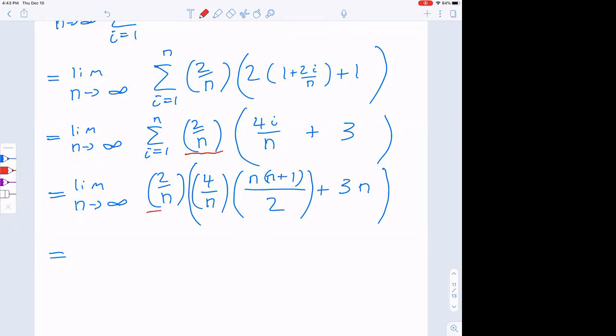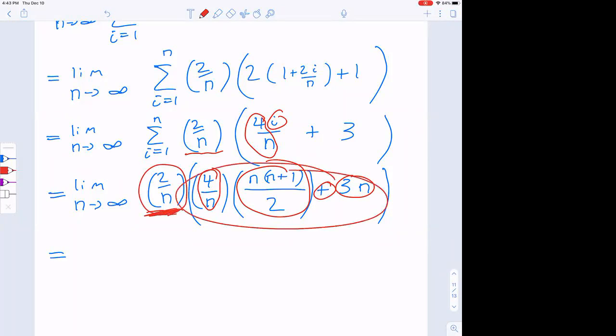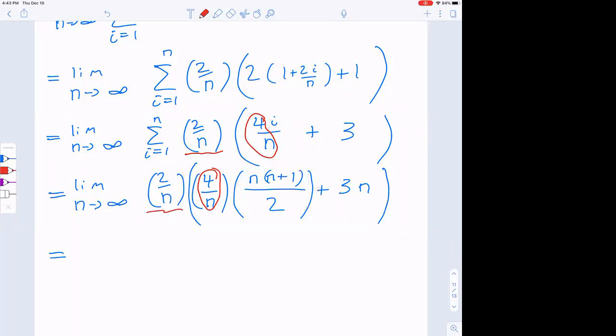The 2 over n just got copied, and then the 4 over n got put there, and the i became that, and then there's a plus 3n, but we have to remember that that's still all being multiplied by what we had to begin with, which was this 2 over n. The 2 over n is being multiplied by all of that. Okay, now we're ready to solve our limit.